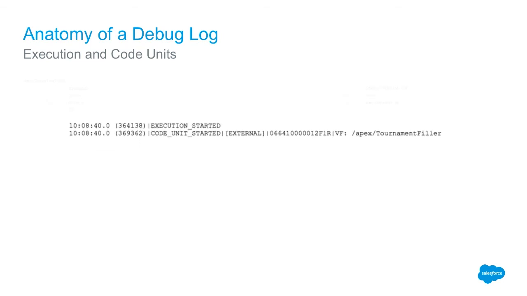And then we get our execution and code unit sections. So the execution is the transaction that a lot of the governor limits refer to. So you can have, say, 150 SOQL statements per transaction. That is from execution started to execution finished, which is another event that gets logged. And then beneath that, there are the code units. The code units are the individual pieces of work within that execution unit. So that's anything from an Apex method, workflows, any of those automated processes, validation rules, all those show up as code units.